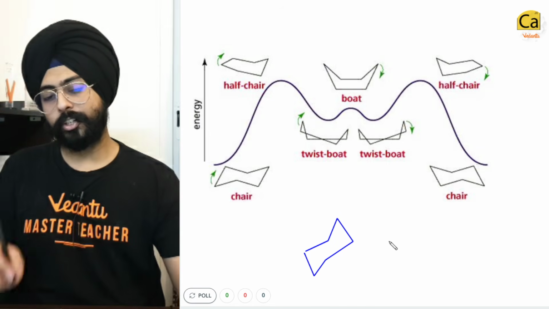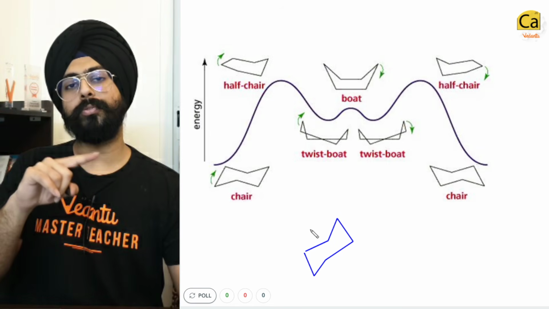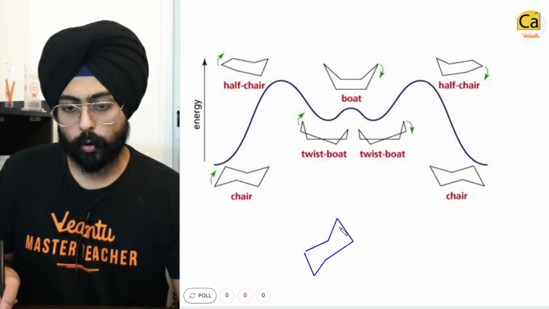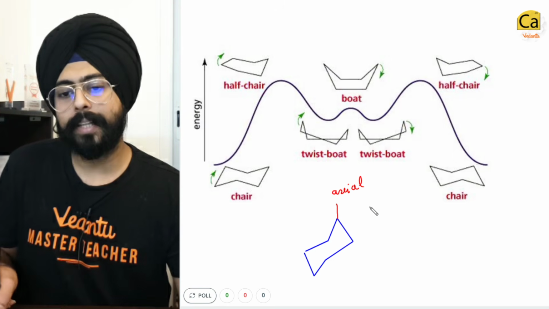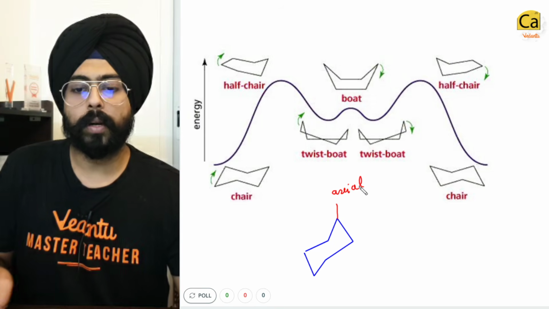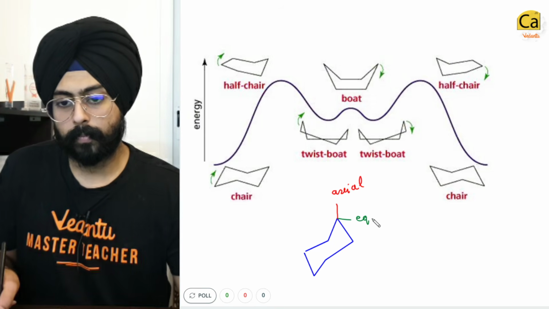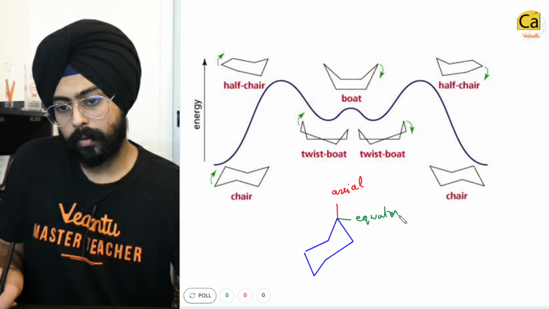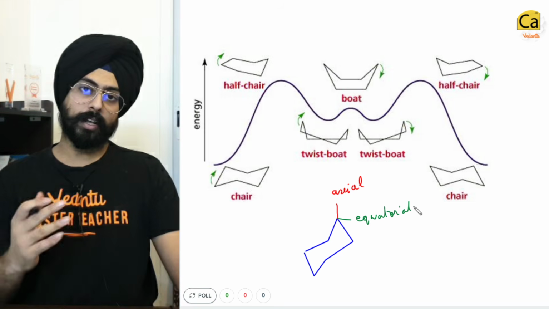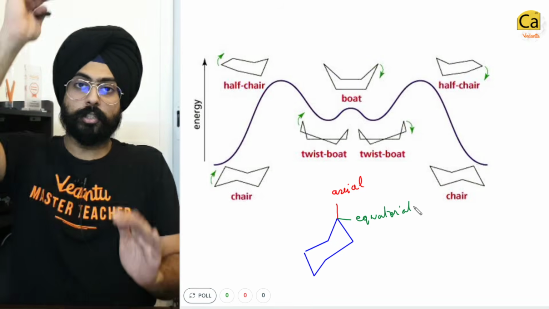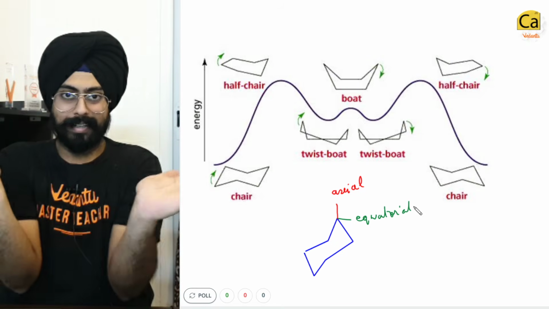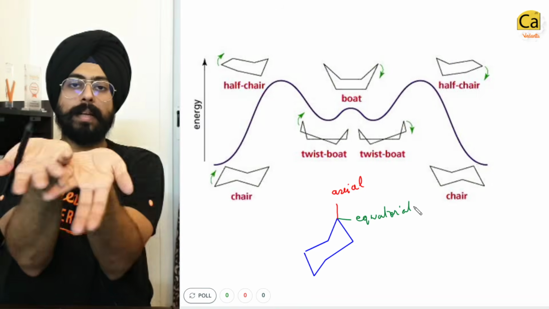Yeah, and in the chair isomers, there are two types of substituents that can exist. One of these is known as the axial, and the other is known as the equatorial. Okay, axial substituents are pointing towards the top or the bottom, equatorial are pointing in this horizontal plane itself.